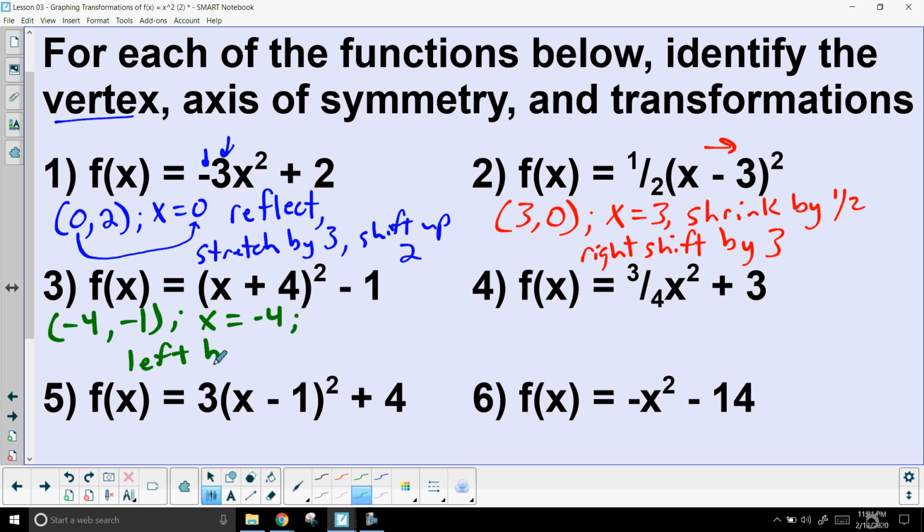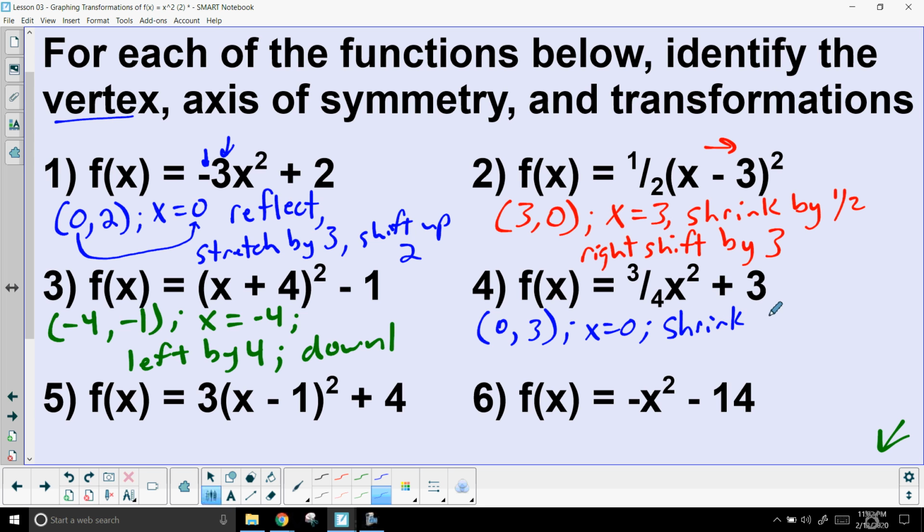Negative 1 means we went down 1. We'll do blue again. Vertex, no H, so 0. There is a 3. Axis of symmetry, you should be picking it up by now. No reflection. There is a shrink, because that's less than 1. No H, so no horizontal shift, but we do have a K, and we went up 3 because of that plus 3.